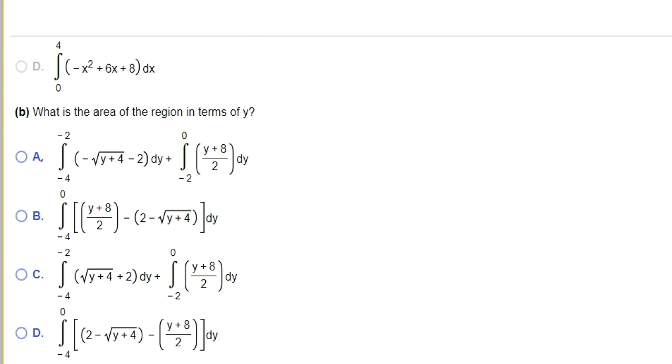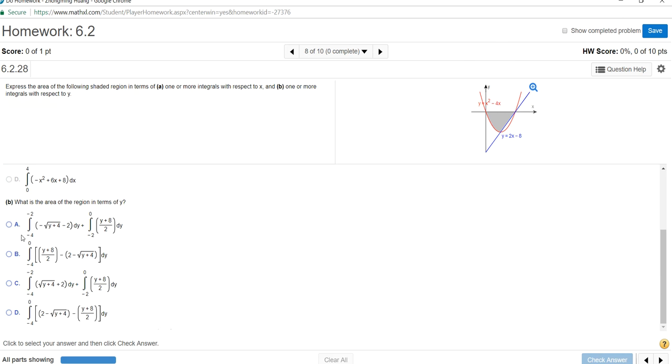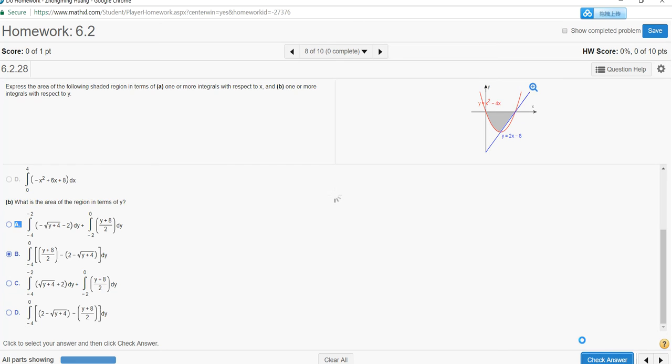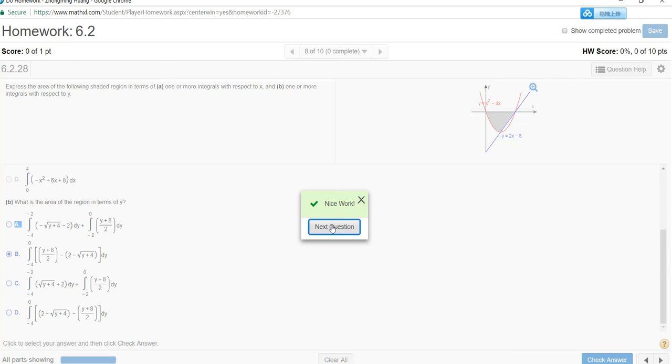So it will be just one single integral. The right hand side is my straight line. The left hand side is what we just discussed, right? So therefore, I think B is what I have. So this is how I would solve this problem. Please ask if you have questions.